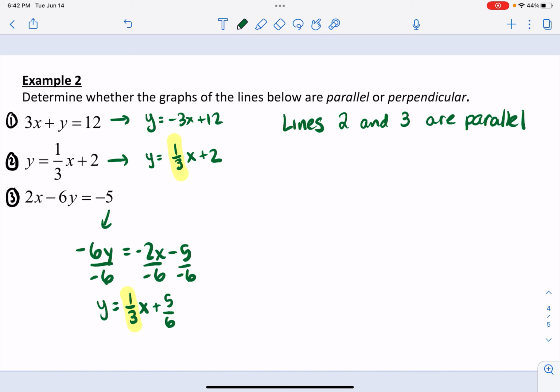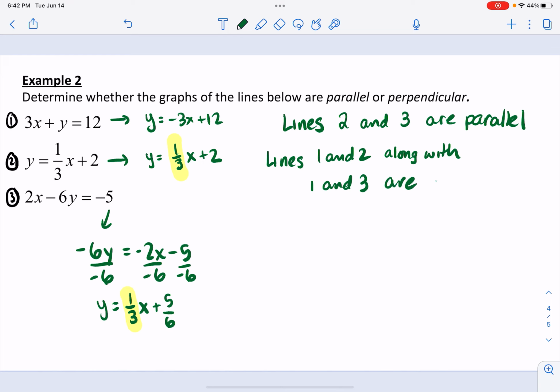Okay. And then lines 1 and 2, since one is positive, one is negative, and they are reciprocals of each other: if I multiply -3 times 1/3, I get -1. Along with that, lines 1 and 3 are perpendicular.